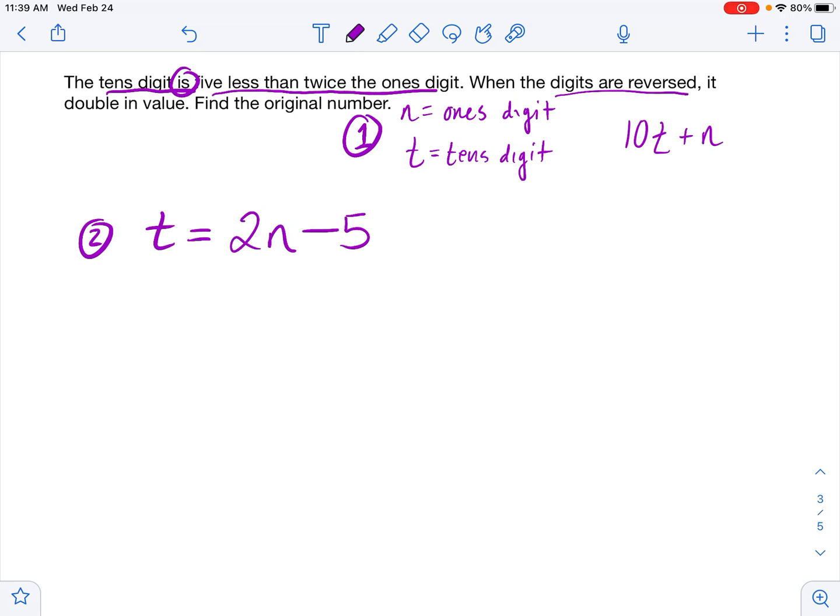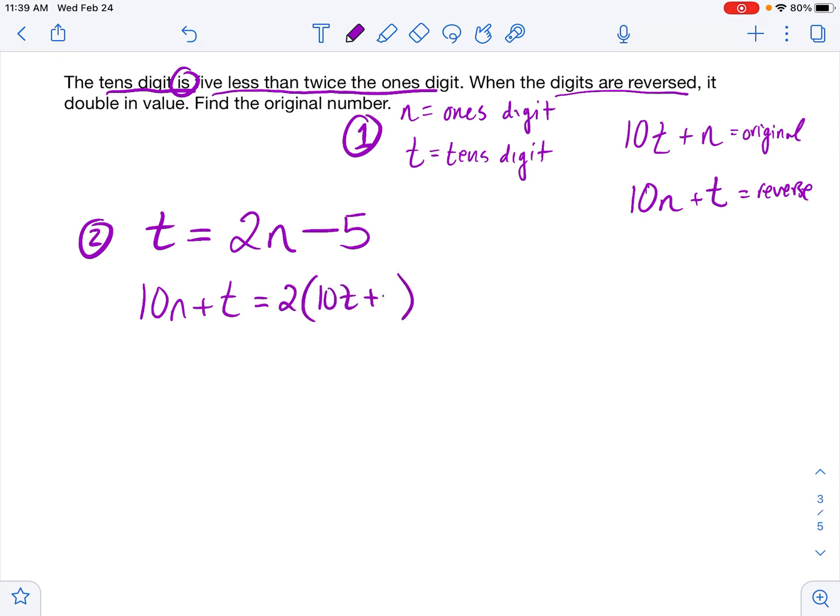When the digits are reversed, so in other words, this is the original, so when the n now sits in the tens place, and the t sits in the ones place, this is going to be the reversed. So when the digits are reversed, that doubles the value. So that would be 2 times the original number. Notice this is reversed, and now this is doubling the value of the original. Great. Part 3 is I need to solve this system of equations. So I'm going to go ahead and do that. First, I'm going to simplify.